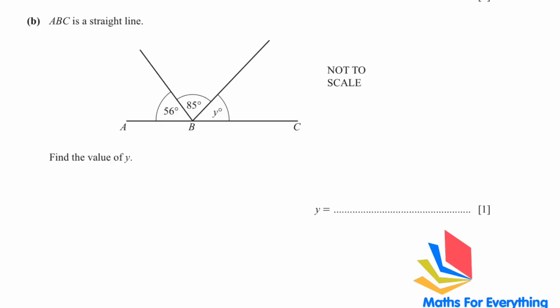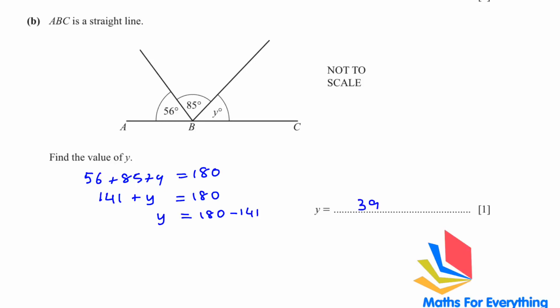Part B, ABC is a straight line. So this is a straight line. We have been given 3 angles. Find the value of y. In a straight line, the sum of angles equals 180. So 56 plus 85 plus y will equal 180. 56 plus 85 is 141, plus y is equal to 180. Therefore, y is equal to 180 minus 141. Y is equal to 39.